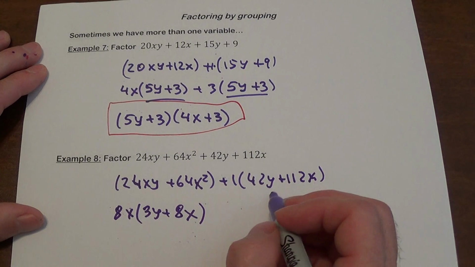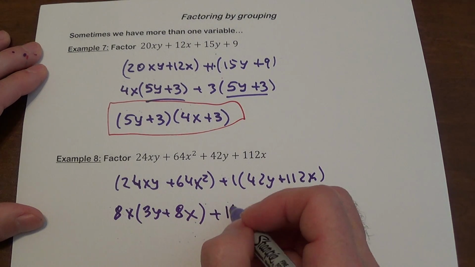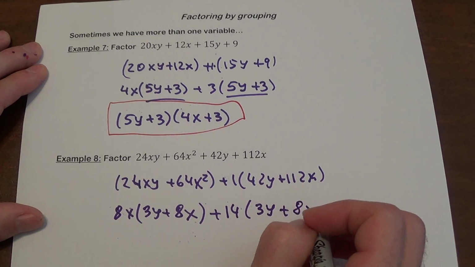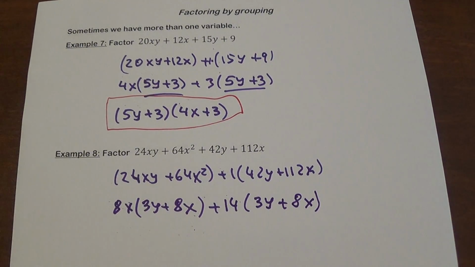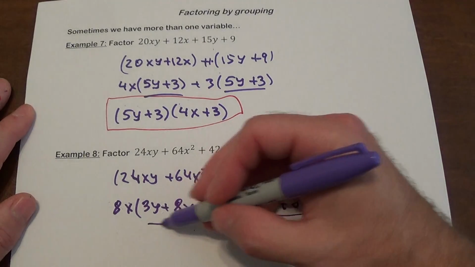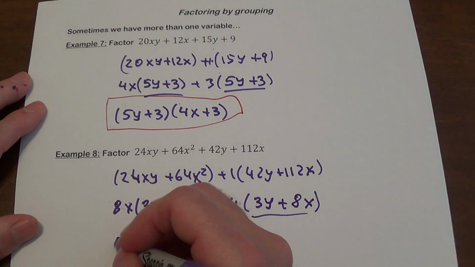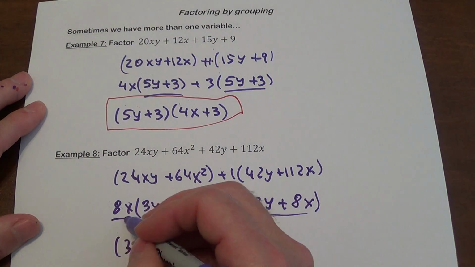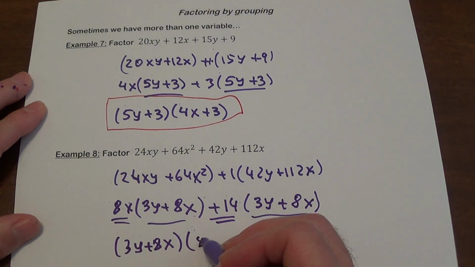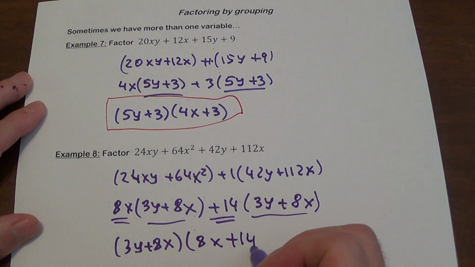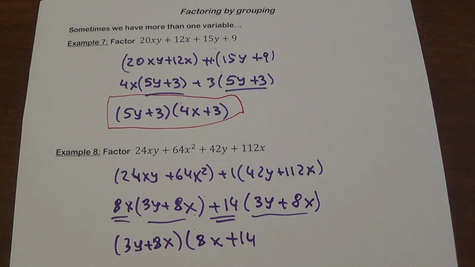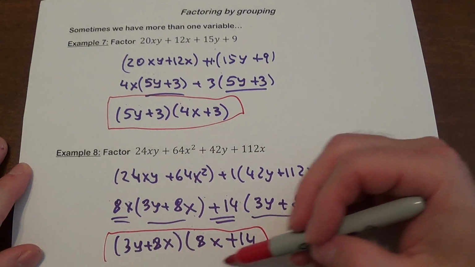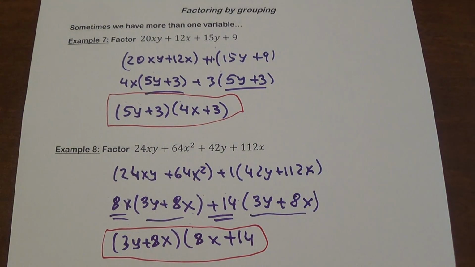What can you factor out of this? 14. It's going to leave you with 3y plus 8x. Okay, common factor. So we take it out, 3y plus 8x. And in the other parentheses, we're going to have 8x plus 14. Okay, I have a couple more examples. We are almost done.